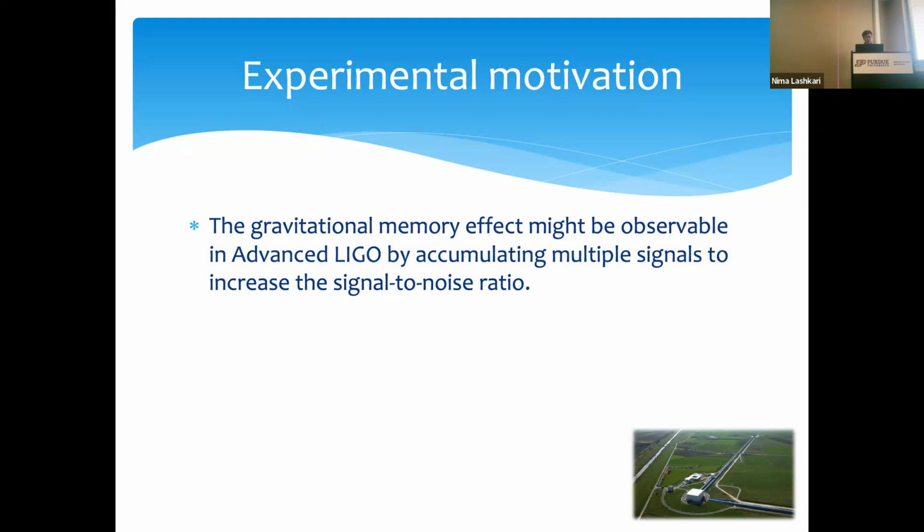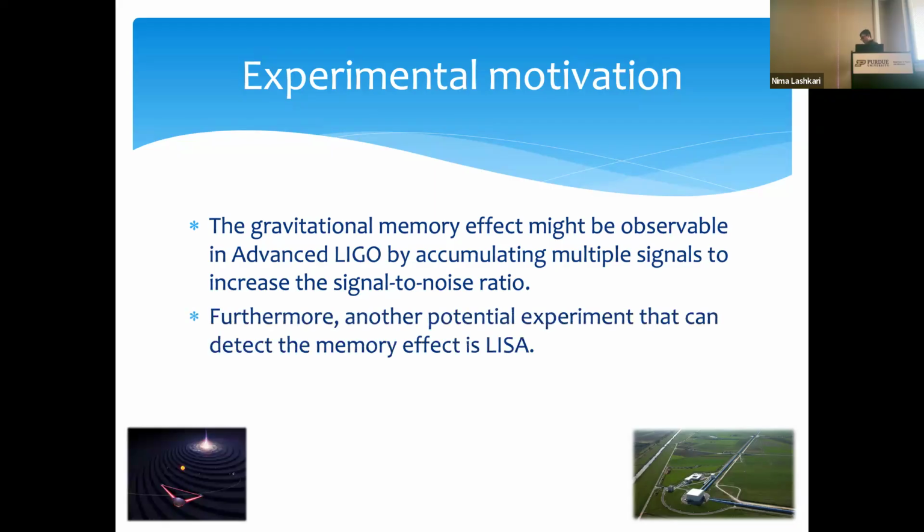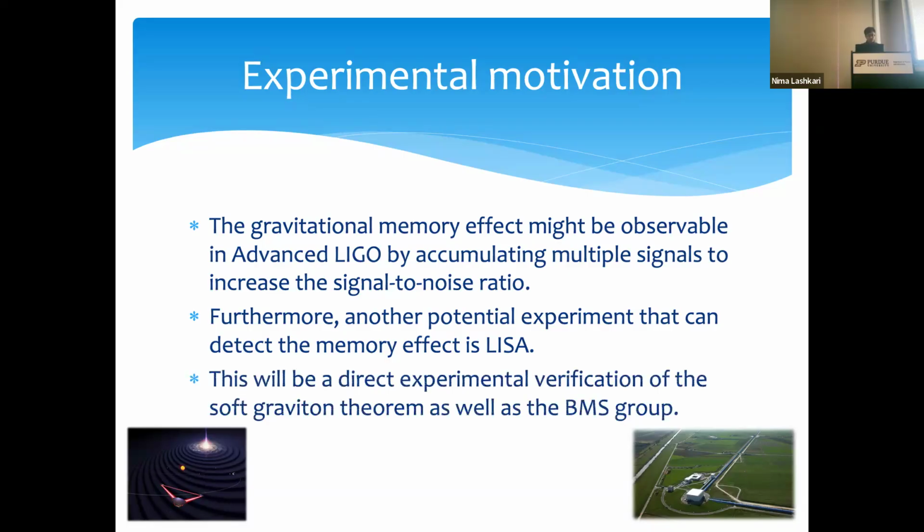When I talk to experimentalists, they seem optimistic that if you accumulate multiple signals, you can increase the signal to noise ratio, and you can see the imprint of the gravitational memory effect in their data. But even if we do not see it at advanced LIGO, there is another experiment that hopefully will be launched soon that can detect the memory effect. This is the LISA experiment, a space-based telescope. You have 3 laser interferometers shooting lasers between these detectors. If there are fluctuations in the separation between any two detectors, it will manifest itself as a phase shift.